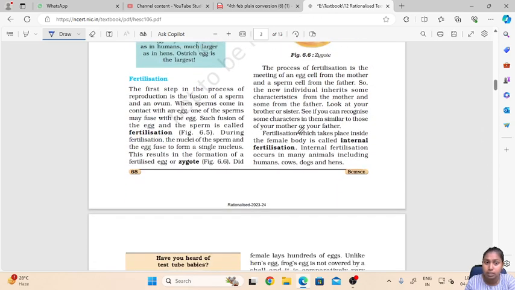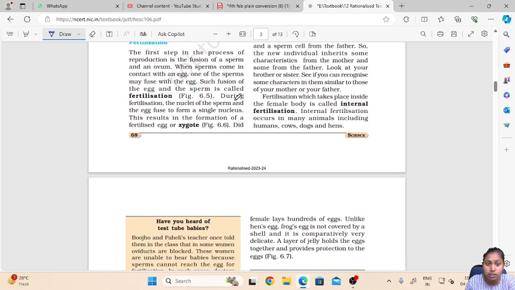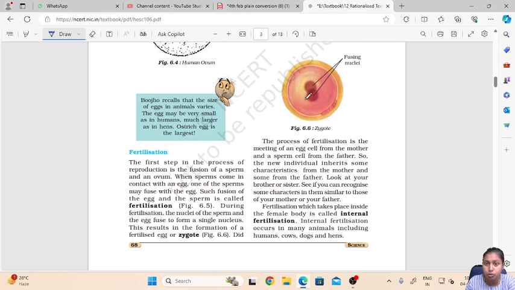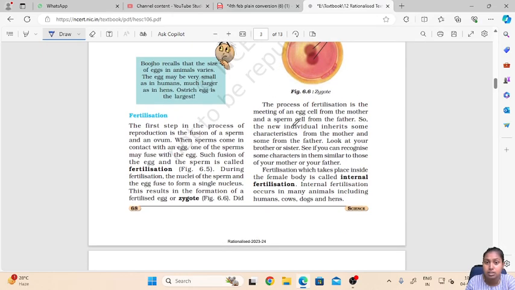Then we have seen what fertilization is. Fertilization is the process of fusion of sperm and ovum. Once the fusion of sperm and ovum takes place, the nucleus of the sperm fuses with the nucleus of the egg. This results in the formation of a zygote. So this is the fertilization process where the sperm enters the ovum, and the fusion of the nuclei gives rise to the zygote.